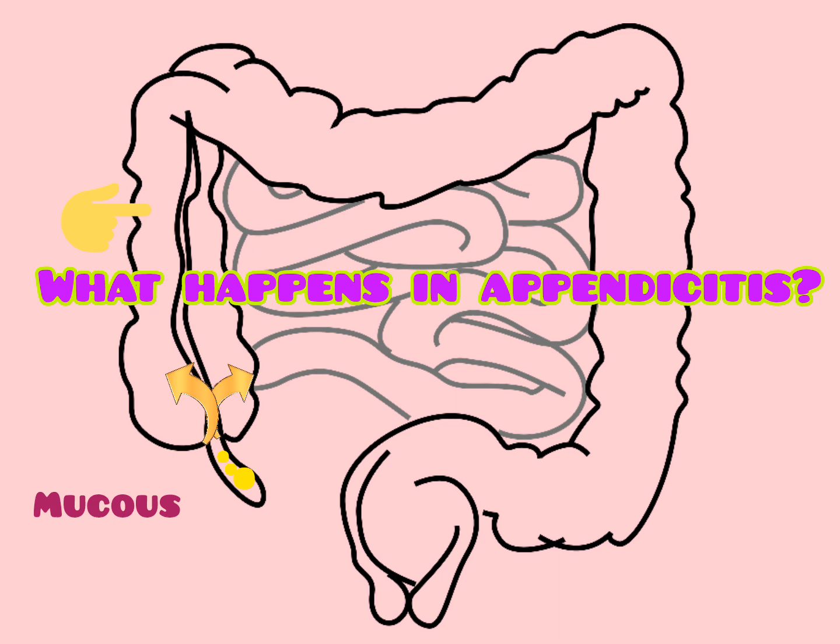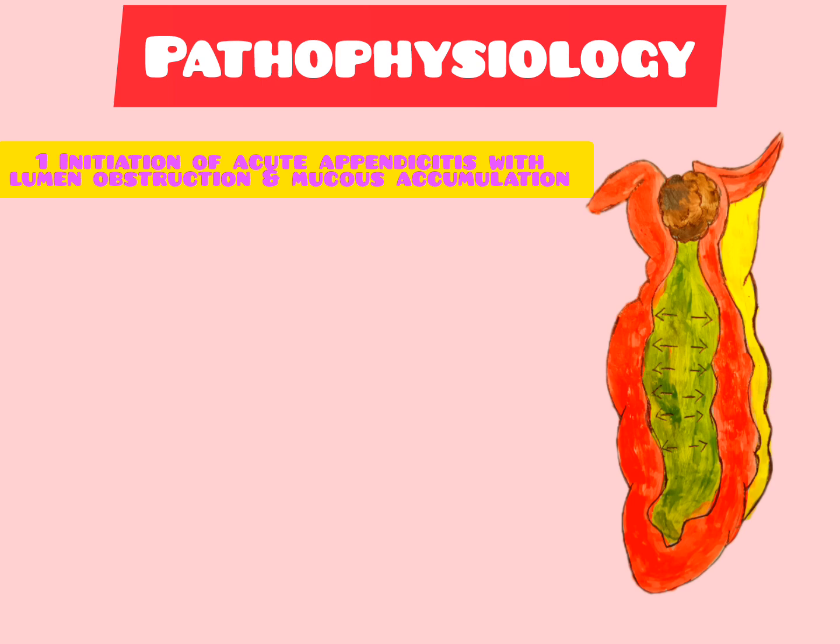And what happens in appendicitis? To get clear information, we can see the pathophysiology. Initiation of acute appendicitis with lumen obstruction and mucus accumulation. In this picture, you can see the obstruction here, and mucus accumulates in this space called the lumen, which is marked in green color. Usually, as we said before, mucus secreted by the appendix is excreted to the large intestine, but here, due to obstruction, it continues to accumulate in the lumen of the appendix.